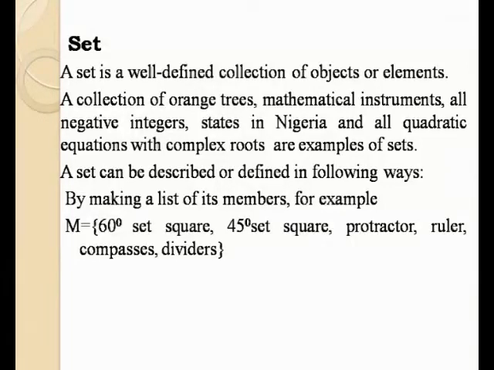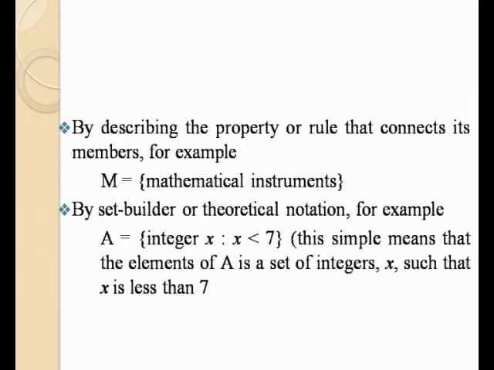So we can define it in that way, that is by listing the members that are in the set. Then the second way is by describing the property or rule that connects its members. For example, M is equal to a mathematical set. But mind you, the type of bracket that we make use of here is quite different from the normal parentheses that is being used. Then the next way of describing a set is by set-builder or theoretical notation.